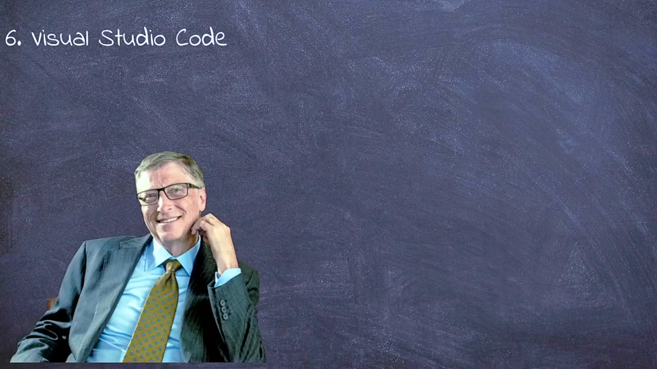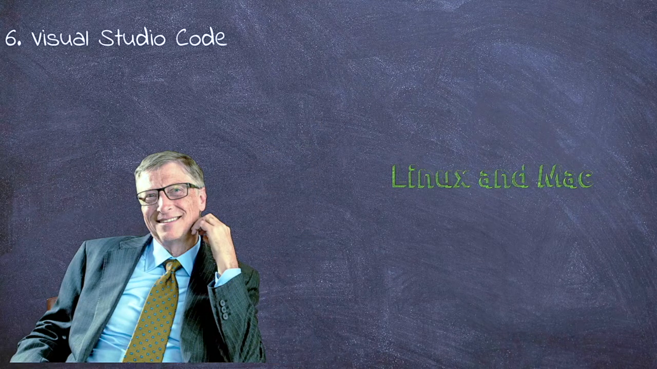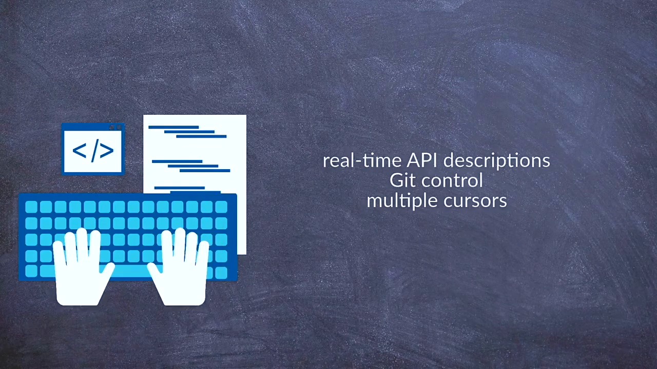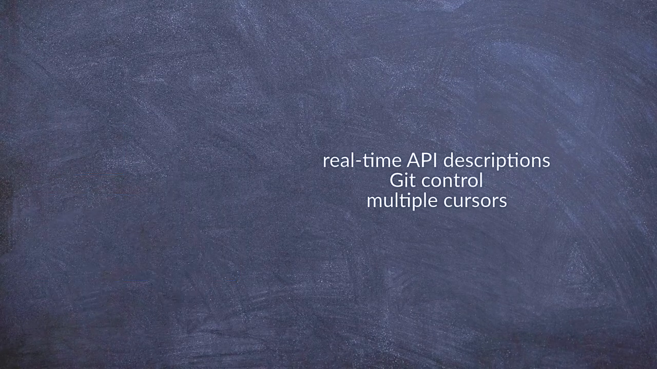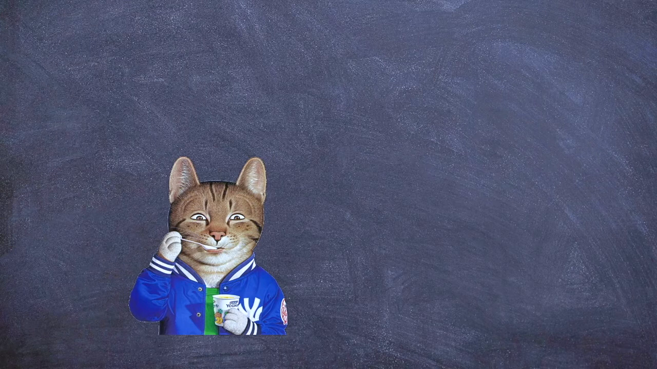6. Visual Studio Code. Visual Studio Code is Microsoft's free text editor that is actually available on Linux and Mac devices. With features like highlighting for more than 30 languages, multiple cursors to use, an outlining option, automatic real-time API descriptions, git control, and the way it focuses on the more modern web languages, it becomes a great text editor for people who are looking to improve anything online.